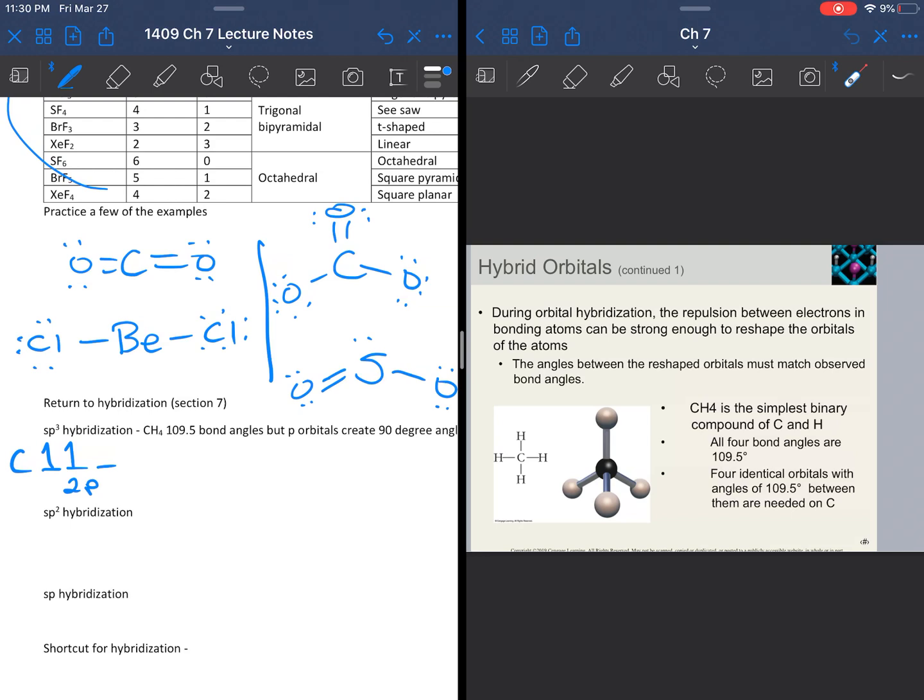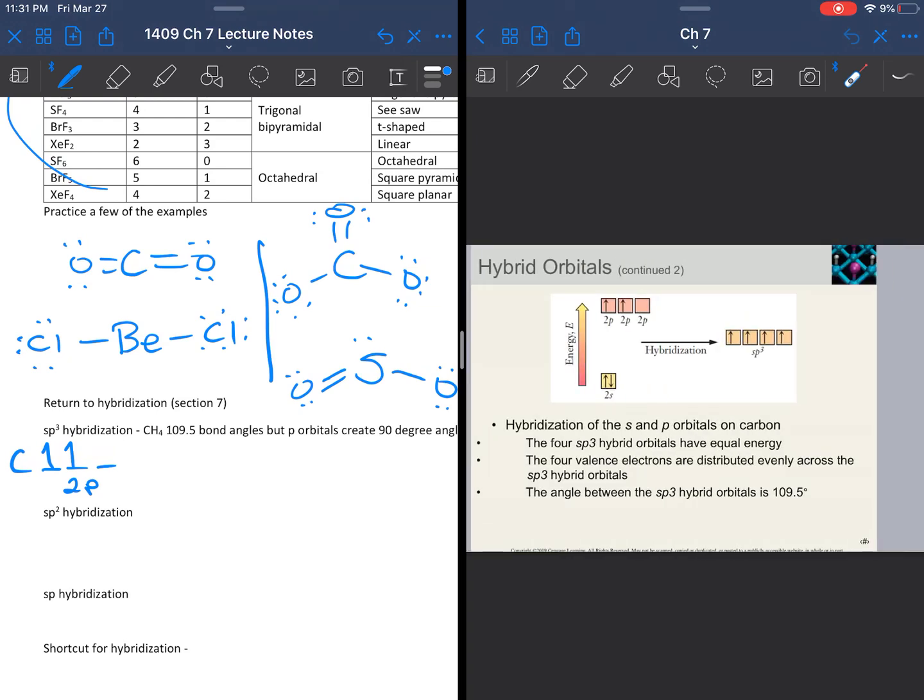Now, if we saw bonding like we did with O2 or N2 on the last page, we would expect to get maybe 1 sigma and 1 pi bond, but we don't. We get 4 equal sigma bonds here. So what's happening?